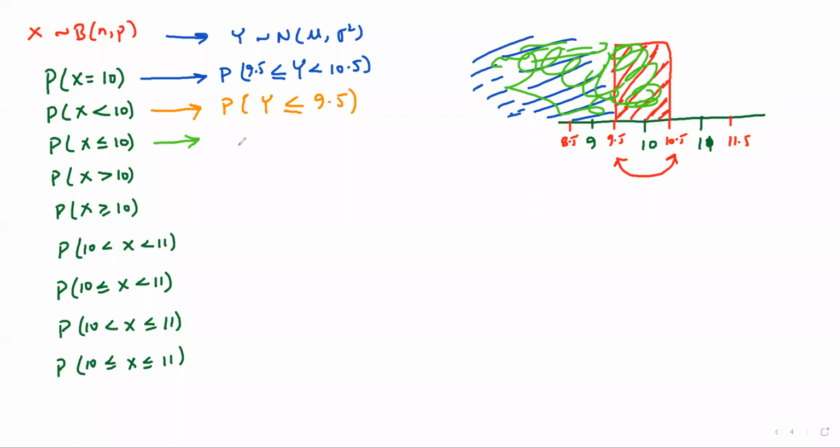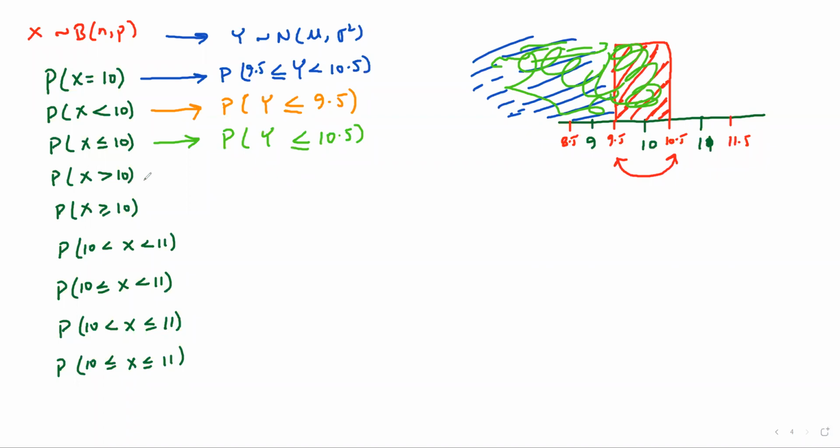When you consider this bar, this rectangle, as a part of all this, this is going to be the probability y is less than 10.5. And nevertheless, you can put the equal mark if you want here. Okay.